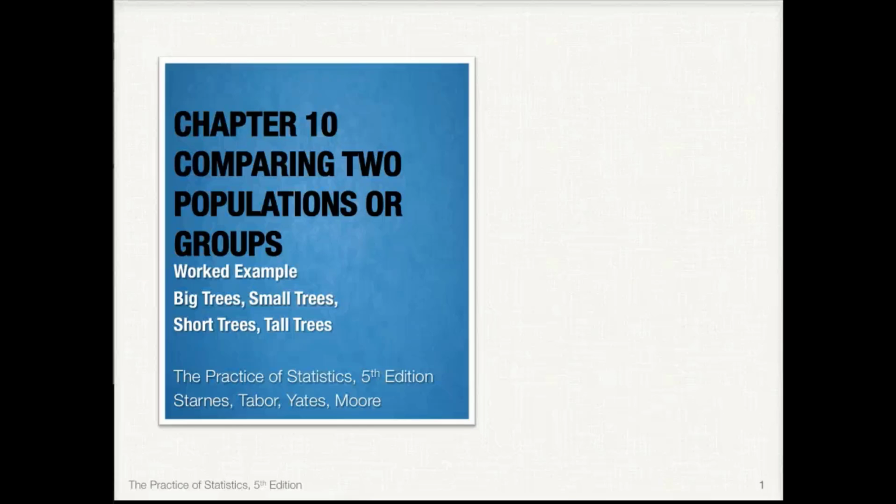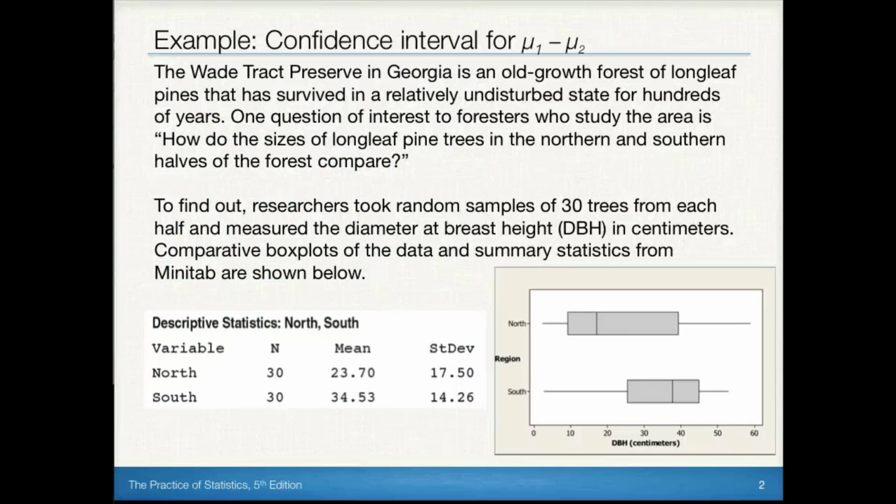In this example, let's construct a confidence interval for the difference between two population means. The Wade Tract Preserve in Georgia is an old-growth forest of longleaf pines that has survived in a relatively undisturbed state for hundreds of years. One question of interest to foresters who study the area is, how do the sizes of longleaf pine trees in the northern and southern halves of the forest compare? To find out, researchers took random samples of 30 trees from each half and measured the diameter at breast height, DBH, in centimeters. Comparative box plots of the data and summary statistics from Minitab are shown below.